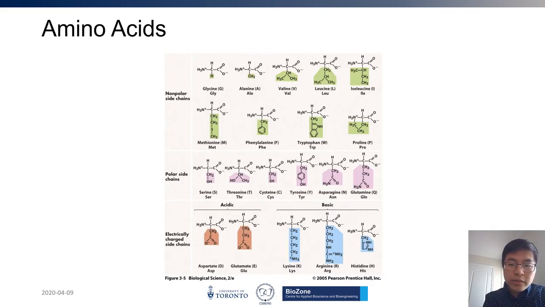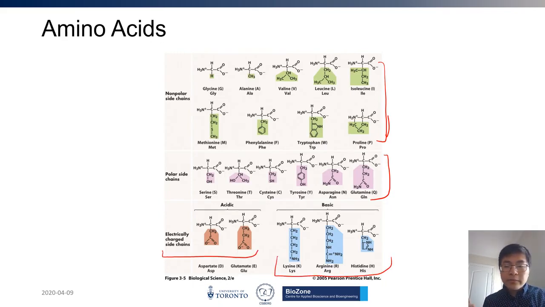Here we have these nonpolar side chains. You can think of these as oil-like, so they tend to clump together. Here we have polar side chains. These are water-loving, so they tend to be on the surface of a protein. And then you have these interesting charged amino acids, basic and acidic. These can form channels in ion channels, allowing charged ions to pass through, and they can do many other interesting functions as well, like catalysis.